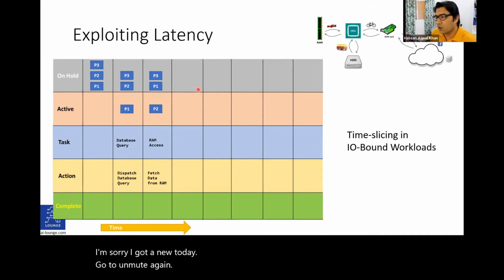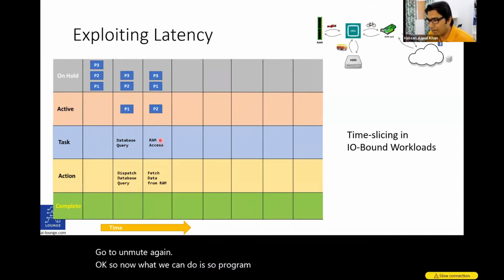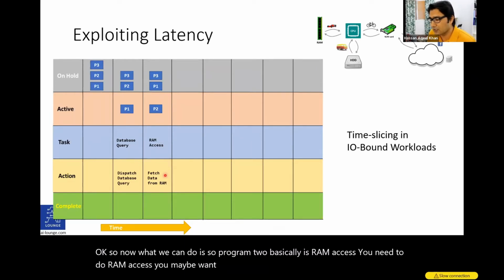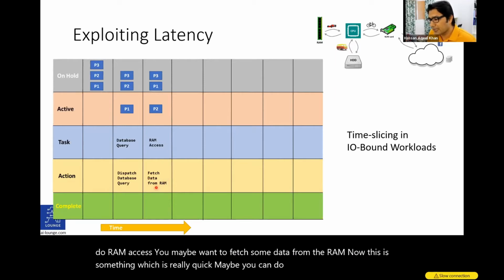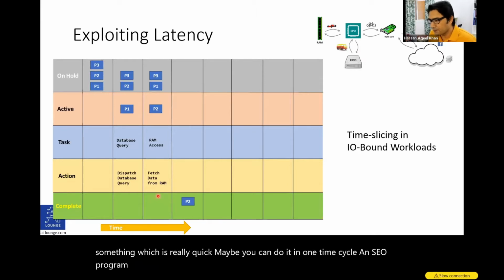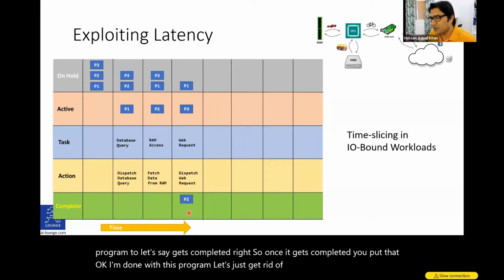Now program two is RAM access. You maybe want to fetch some data from the RAM. Now this is something which is really quick. Maybe you can do it in one time cycle. So program two, let's say, gets completed, right? Once it gets completed, okay, I'm done with this program. Let's just get rid of it.